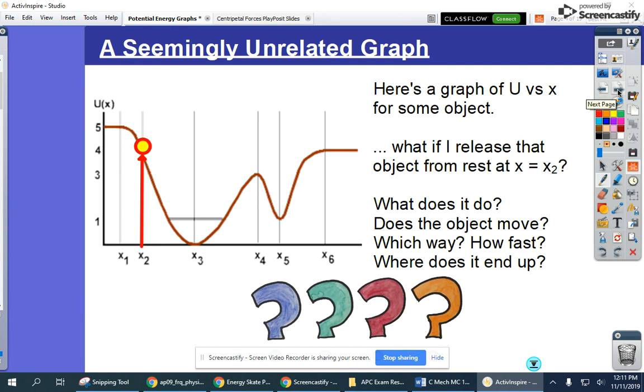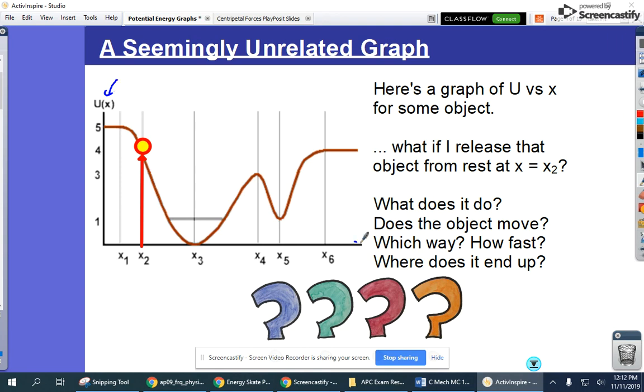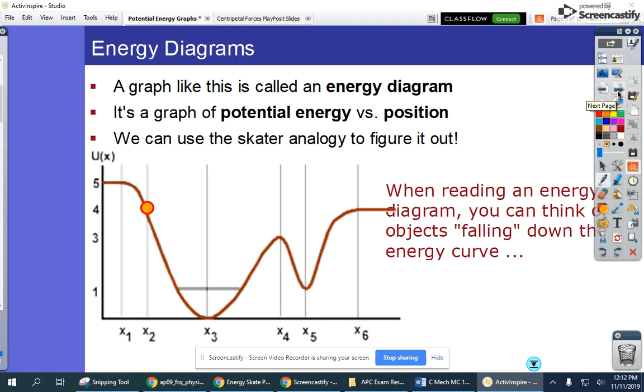So here's a seemingly unrelated graph, a graph of potential energy versus position. On this graph, as we go towards more and more distance, we're going to get more and more potential energy. So what if I release this object from rest at x equals x2? What's it going to do? Is it going to move? Which way? How fast? Where does it end up? Does it turn around? Well, it turns out that we can use the skater analogy quite nicely.